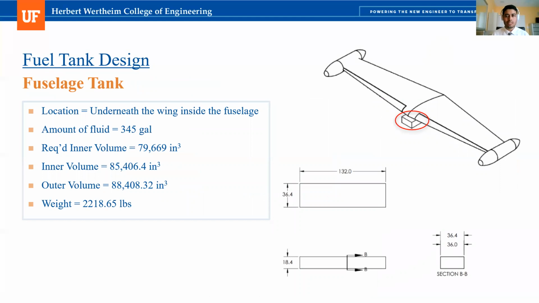So we decided to keep the fuselage tank in the same location as the wing so that we could shift the center of gravity of the aircraft as close to the aerodynamic center of the wing as much as possible. We also decided to put the fuselage tank underneath the wing so that we could shift the CG as low to the ground level as possible.